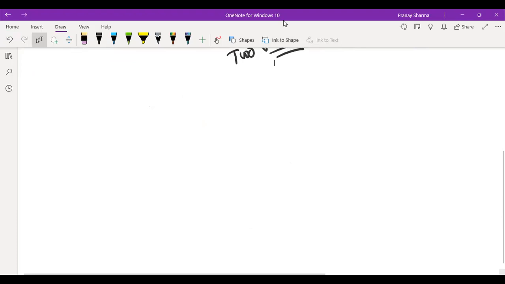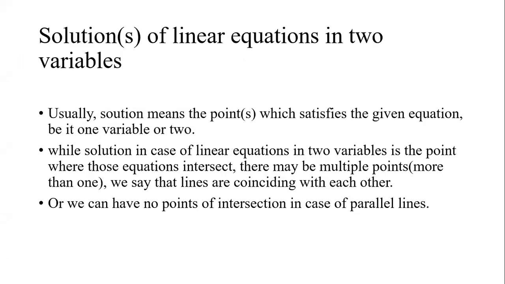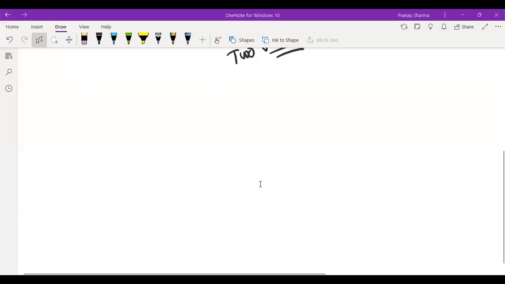Now let us move back to our slide and see what the slide is stating. Standard form I'll discuss when I'll be using the next course. Solutions of linear equation in two variables. What do we understand by this? Let us go back to our OneNote. I hope my OneNote is visible.